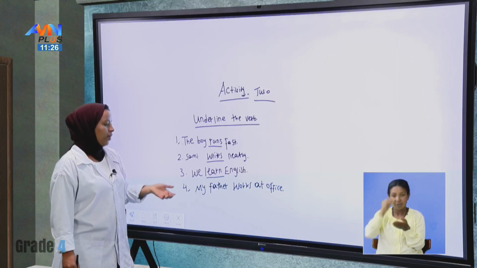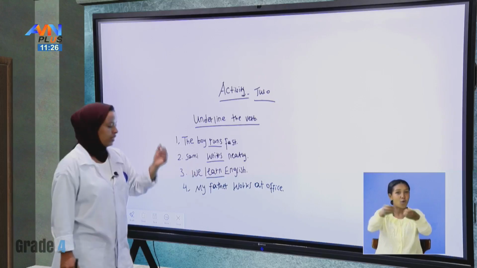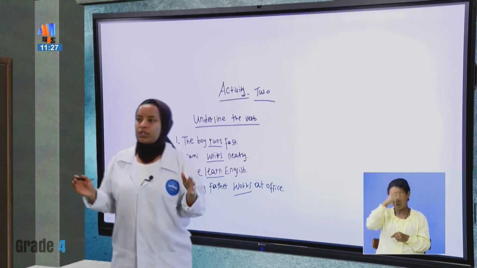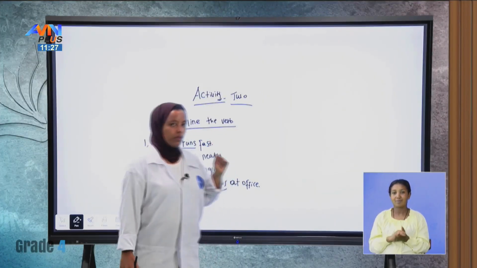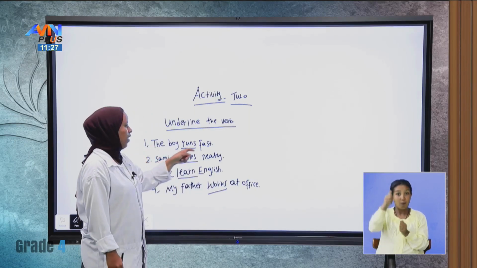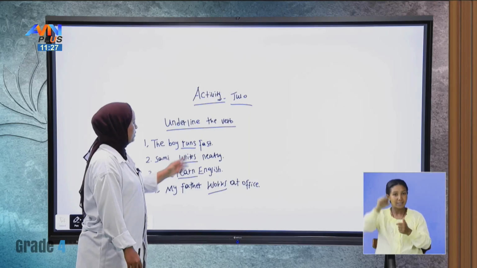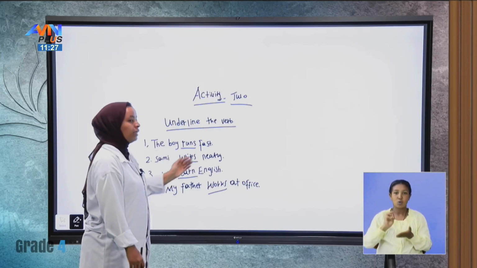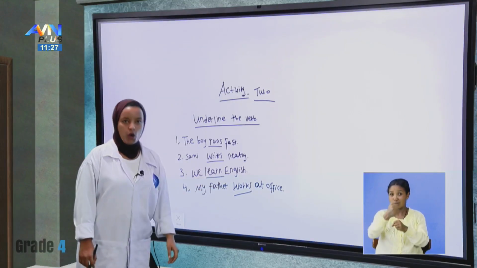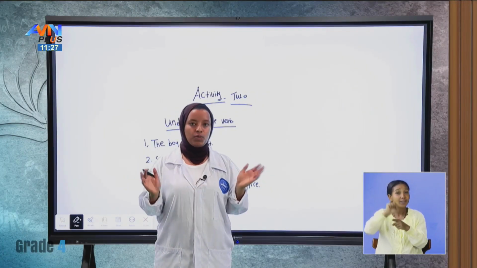Four, my father works at office. Here is a verb, works. My father is also a subject. Let me read the sentences once more, and students, please repeat it with me. The boy runs fast. Sami writes neatly. We learn English. 4. My father works at office. Students, let me give you activity 3 and let us practice.